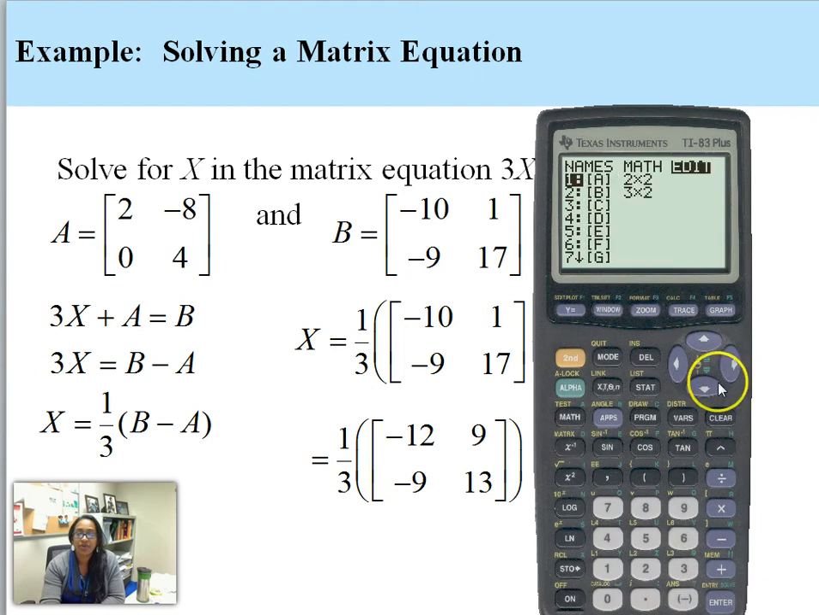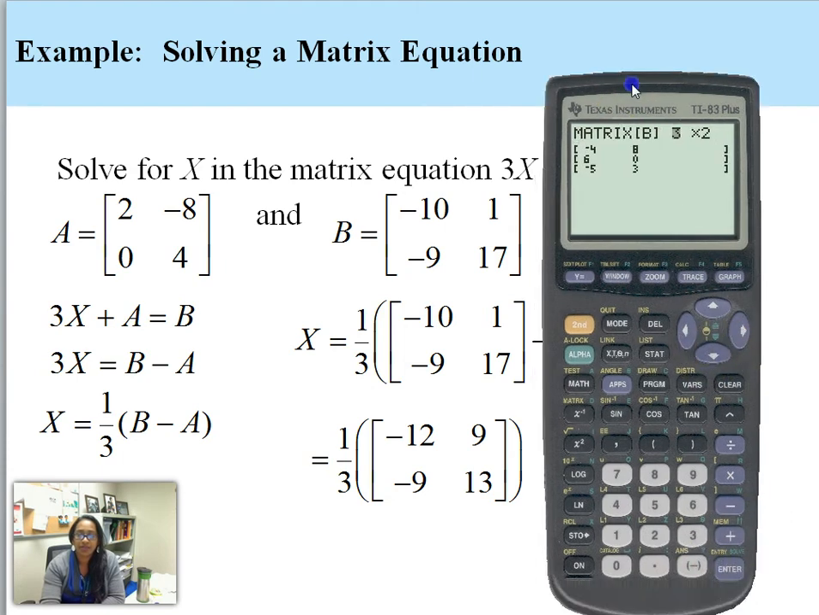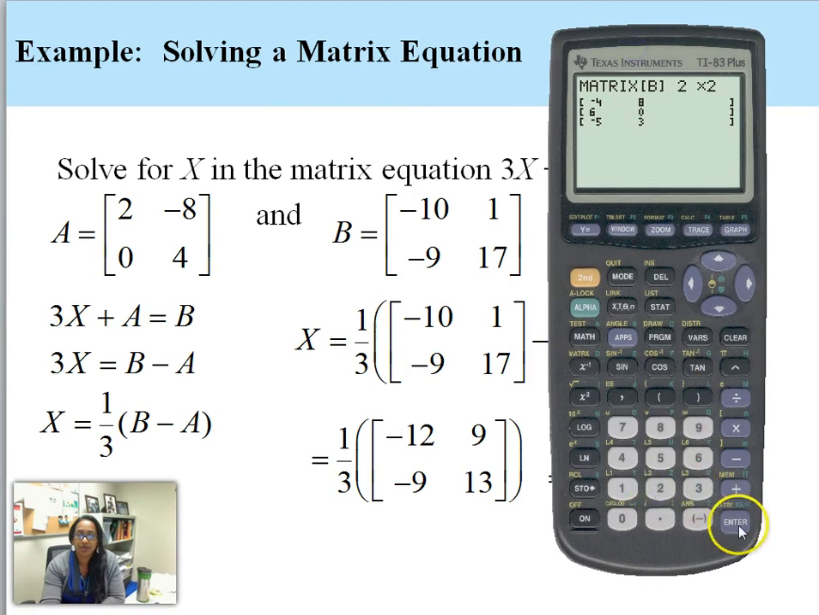Right? Now I have to put in B. Every time you put in a matrix, it has to be edit. Enter. 2 by 2. It's not 3 by 2. So 2, enter, 2. The first element is -10, then 1, then -9, and 17. So now that I have entered my matrices A and B, I'm going to go back to the main screen.